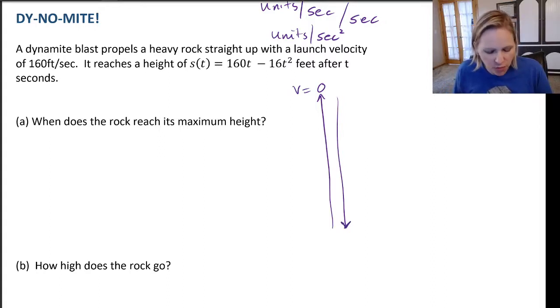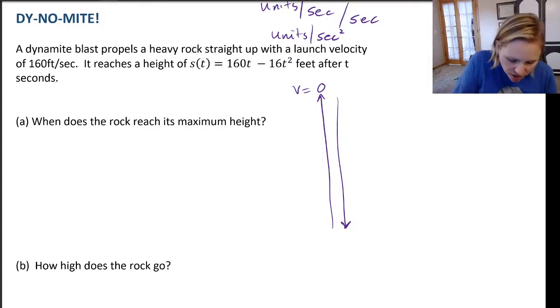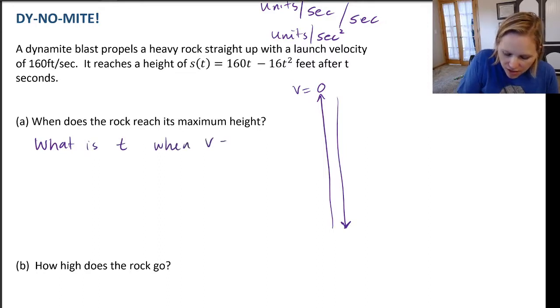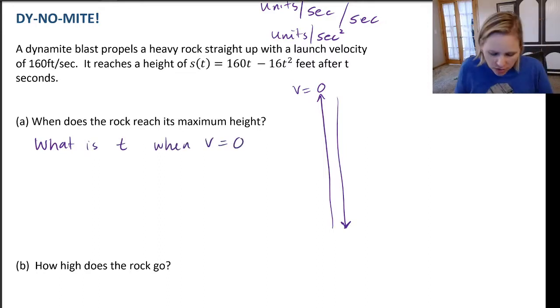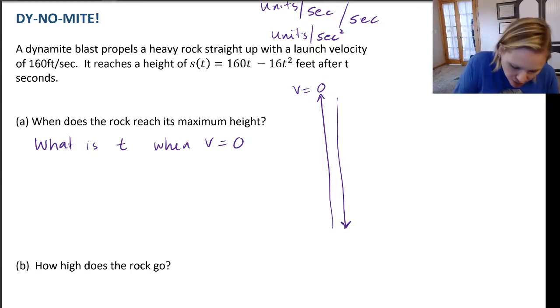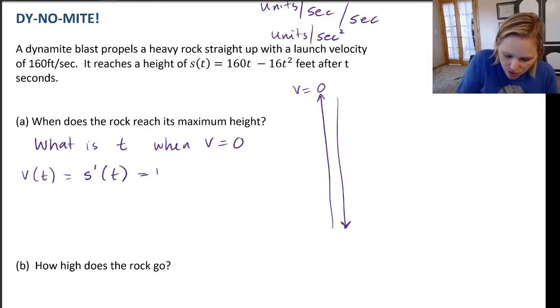So essentially, if we want to find when the rock reaches its maximum height, we need to find what is t when the velocity is 0, okay? So here we go. I need to find my velocity. Well, the velocity is the derivative of this position function. So it's just 160 minus 32t. So I'm going to set this equal to 0.